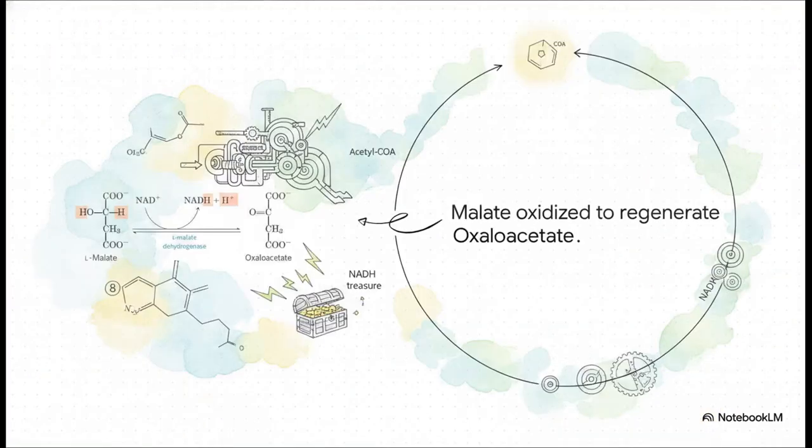Which brings us to step 8. The enzyme malate dehydrogenase oxidizes our L-malate. In doing so, it harvests one absolute last NADH treasure for the cell. But just as importantly, this final step regenerates oxaloacetate. If you remember all the way back from step 1, oxaloacetate is the exact molecule needed to meet the next incoming acetyl-CoA. So the loop is closed and the factory line can seamlessly begin all over again.